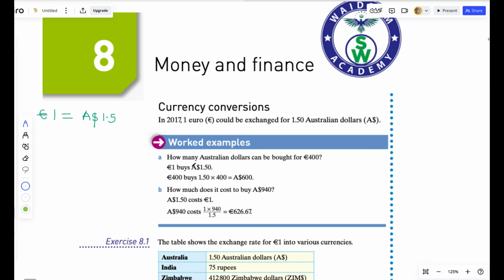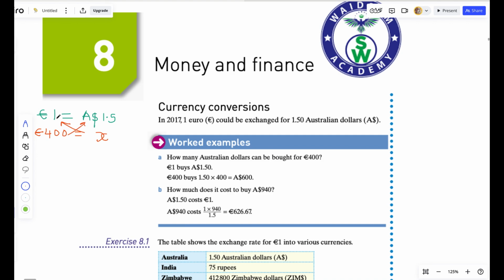Now it says how many Australian dollars can be bought for 400 euros. So I put 400 euro here, on the side of euro. And we don't know how many Australian dollars we're going to get from this 400 euro. Since you don't know, you can call it X or Y. X Australian dollars. So the next thing to do is to cross multiply the value here this way and the one here to this side.